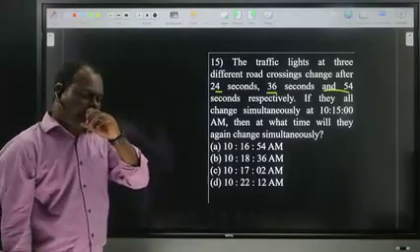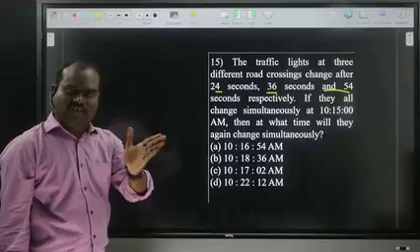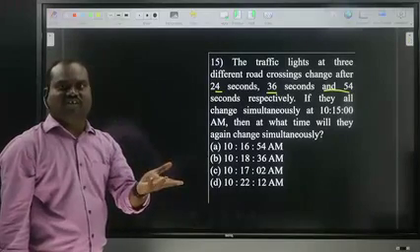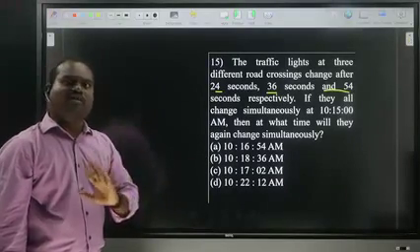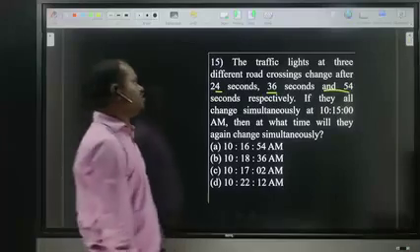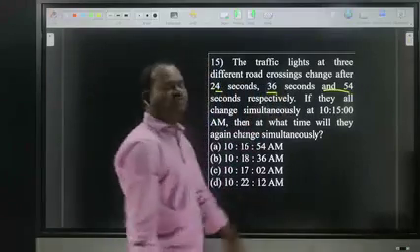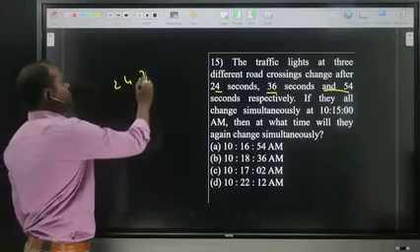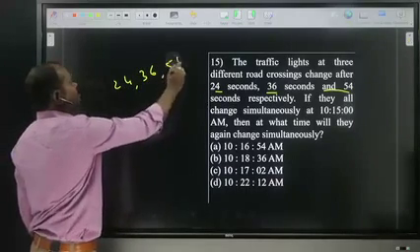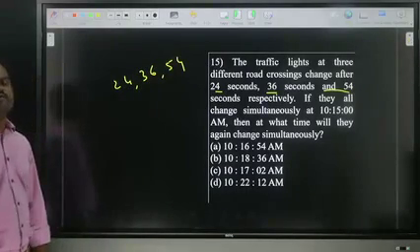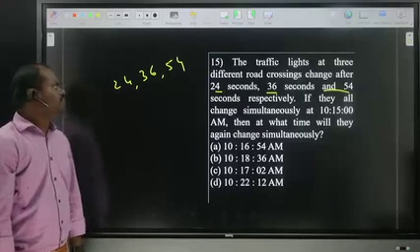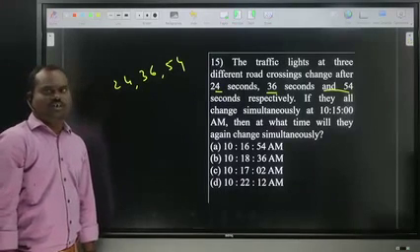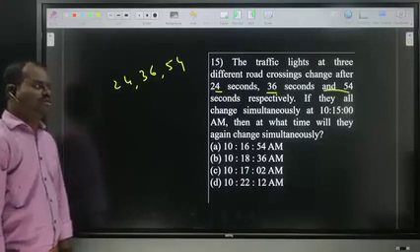Okay, now I said, bells ringing, traffic signals changing, persons running in a circle. In all this we should find the LCM. So take the LCM for which numbers? 24, 36, 54. Can we eliminate any number? We can't eliminate, so take the normal.